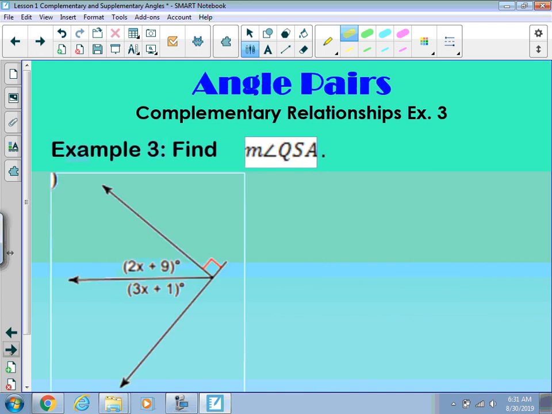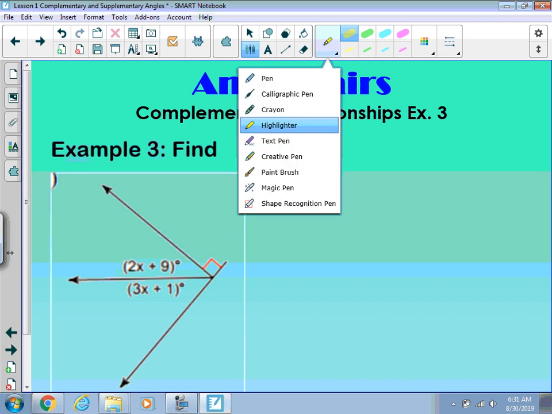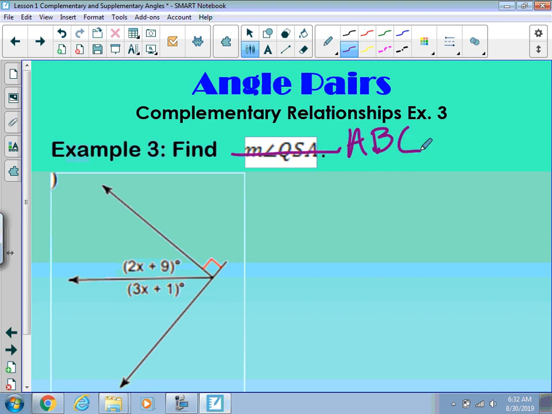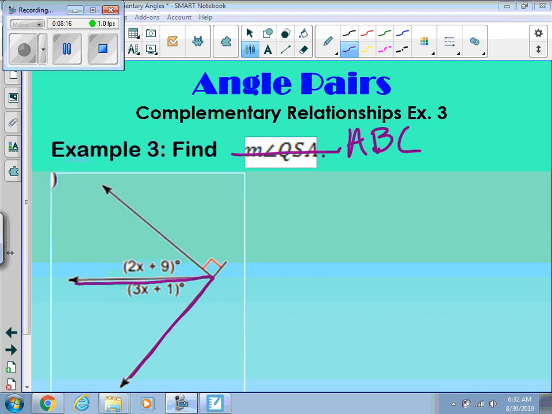All right, this last example here, I would like you to try on your own and see if you can figure out what it's going to be. On your paper, it doesn't say QSR. It says A, B, C, and it is labeled on your paper right here as A, B, C. So you're looking for that purple angle there. Please go ahead and give that a shot, and pause the video, see if you get the same answer that I get.